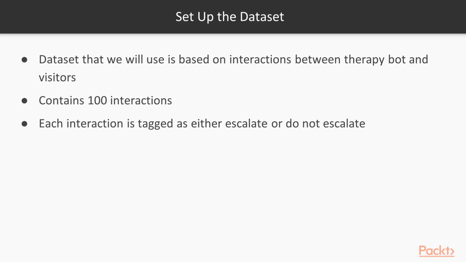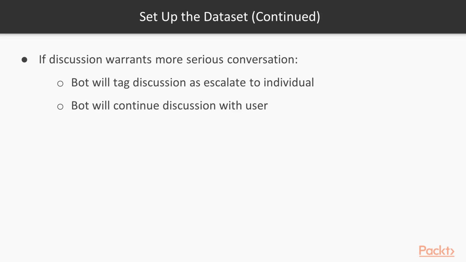The dataset that we will use is based on interactions between a therapy bot and visitors to an online therapy website. It contains 100 interactions, and each interaction is tagged as either escalate or do not escalate. If the discussion warrants a more serious conversation, the bot will tag the discussion as escalate to an individual. Otherwise, the bot will continue the discussion with the user.